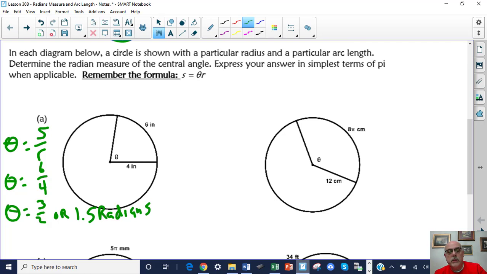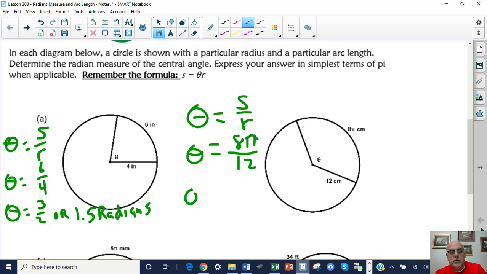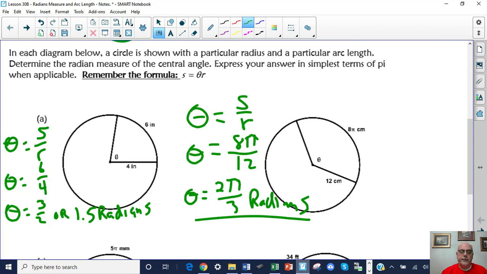Next one, again, theta is equal to S over R. So theta is equal to 8 pi over 12. So theta is equal to 2 pi over 3 radians. Okay. You got to remember, as we went through yesterday, it's going to be a fraction. Pi's in the numerator. Okay. It's not going to be 2/3 pi. It's 2 pi over 3. All right. You have to remember that.